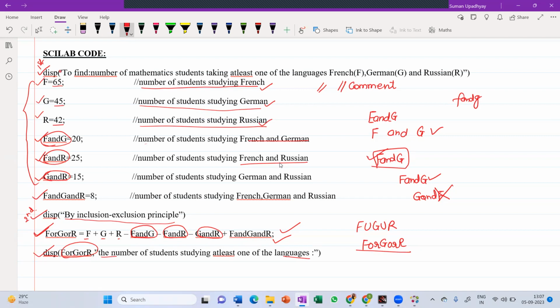So this was a very easy practical. All of us know what the inclusion-exclusion principle is. What we have done here is just defined the variables, stored the data as per the question given to us, and used the formula. All right. Let us see the execution part of it.